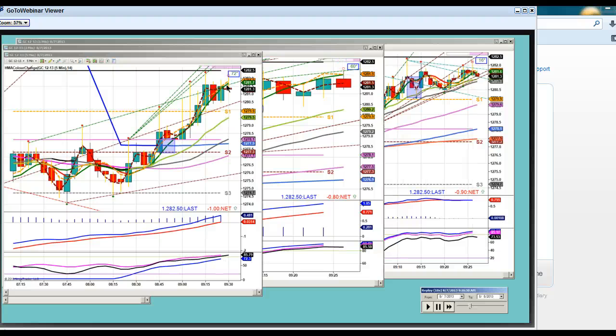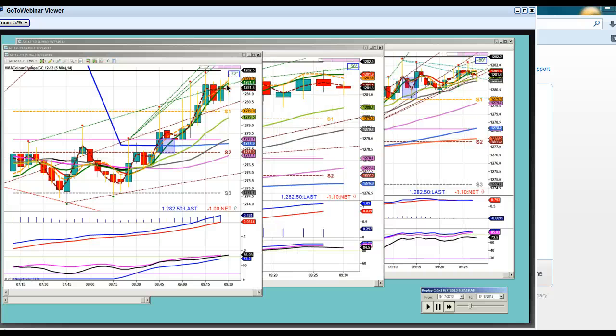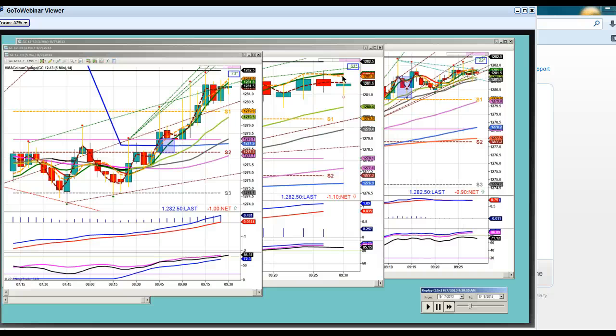So, 3 minute is starting to change red. Let's see if they sustain. Starting to change to red. Not yet. Oh, no. 5 minutes still got a ways to go. Still interested in the uptrend.